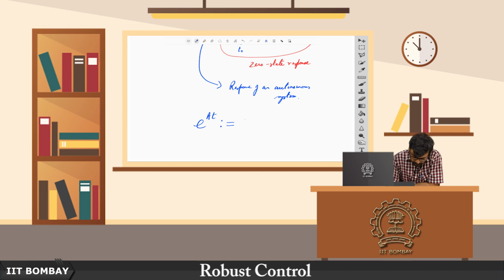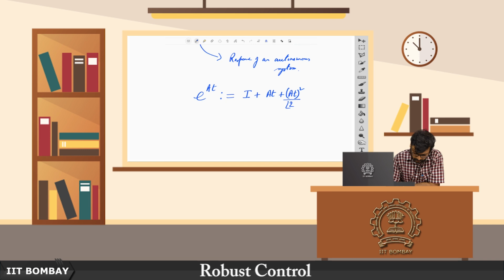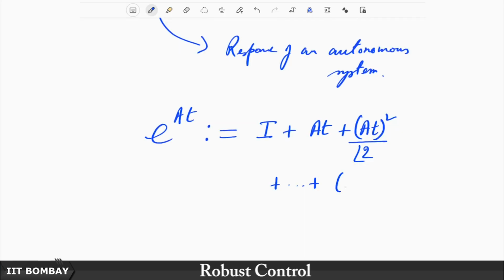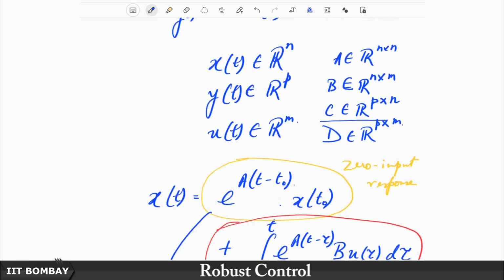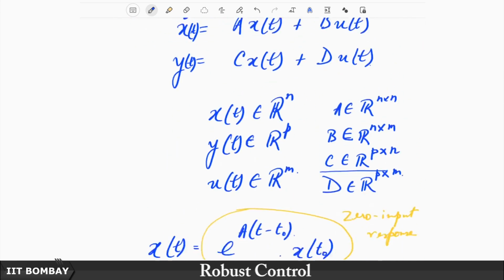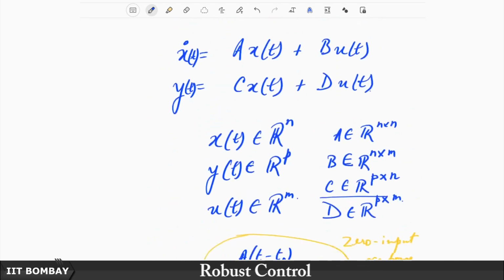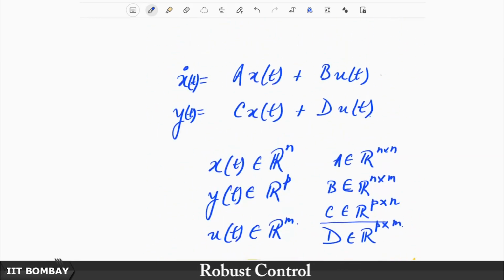So, the matrix exponential is defined as I plus At plus (At) whole squared by factorial 2 plus the generic term is (At) to the power k upon factorial k, and this goes on till infinity ad infinitum, right. So, this is how we define this, and it turns out that this indeed, you can check now, you can plug this back in and you will see that it indeed satisfies the solution, the state equation, that is. So, this solution indeed satisfies the state equation that I have given here, right.